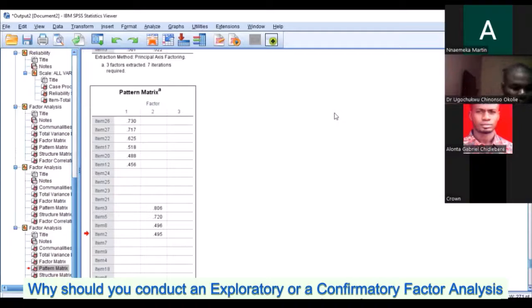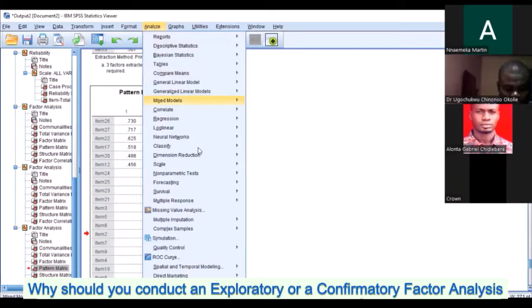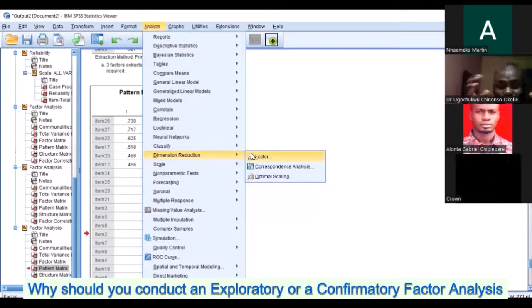Go ahead. Now, if you go to SPSS, let me go to Analyze. Just look up at my screen. Analyze, dimensional reduction, factor analysis. The essence of dimensional reduction is that it is that analysis that helps you to cut down on the number of items that you have, those items that will not allow you to achieve the aim of your hypothesis testing.